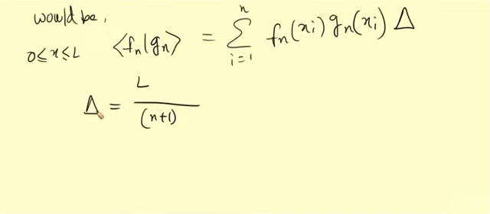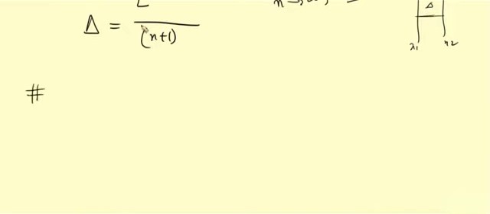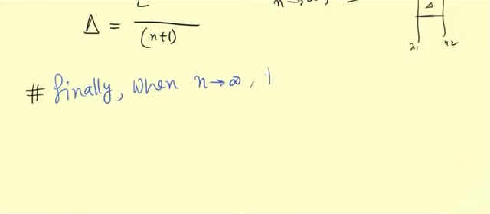And as n goes to infinity, this delta goes to 0. You can see it schematically from here. If you recall from calculus, whenever you had a sum with a delta like this, the sum was replaced by an integral, right? Because if you consider two bars, this is x1, this is x2, and this is delta. As delta approaches 0, the sum gets replaced by the integral. So finally, when n goes to infinity, the sum will be replaced by the integral.